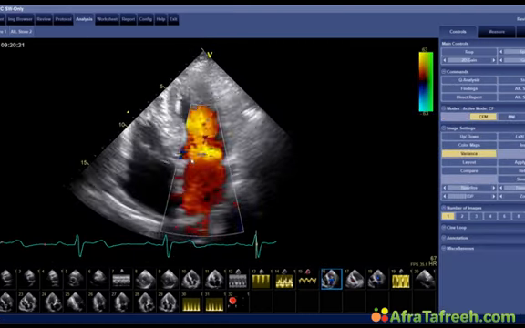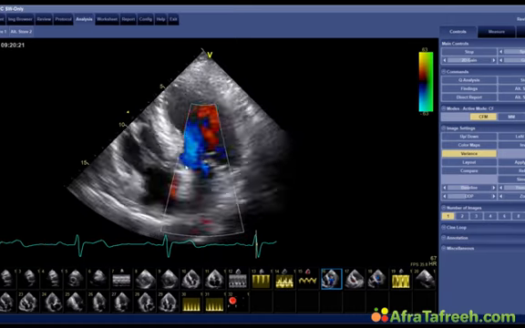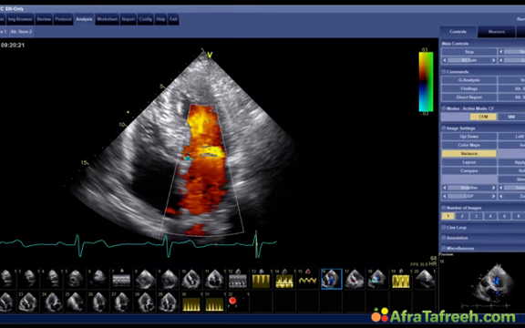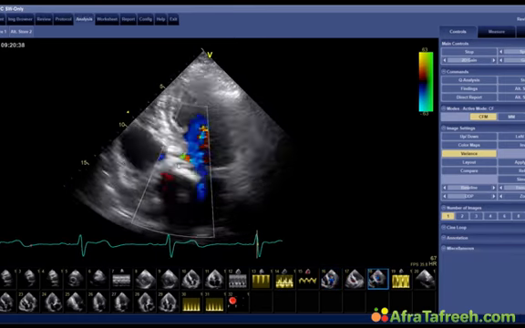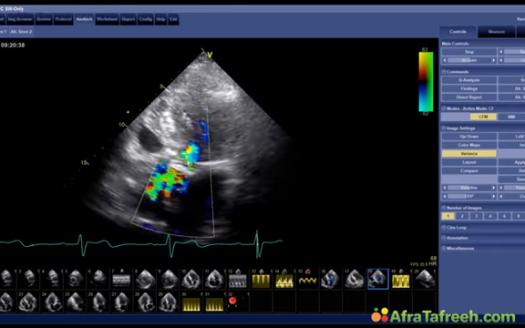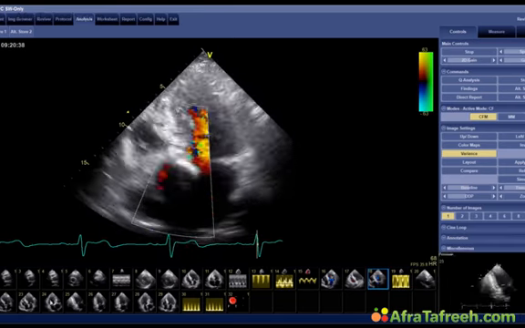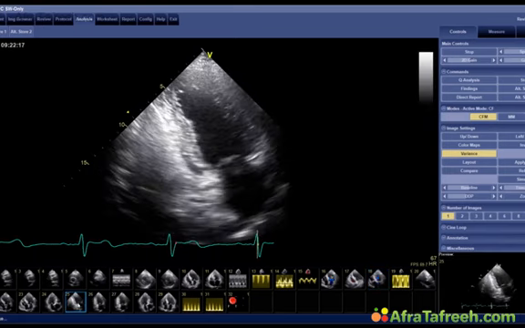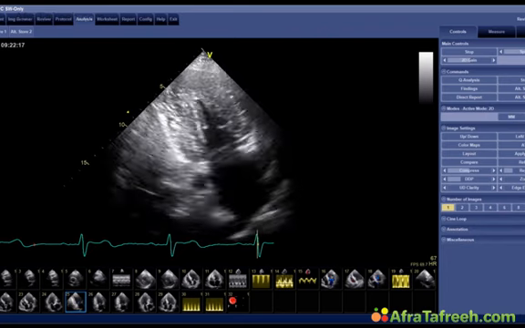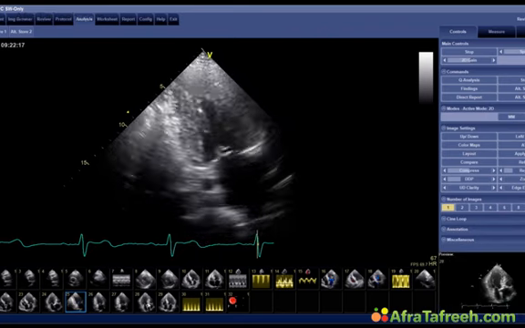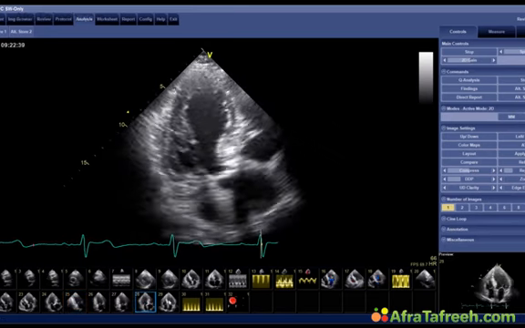There is no other major valvular problem. There's no mitral regurgitation, and there's also no aortic regurgitation, maybe a bit of it right here, but certainly not much of it. And finally, I'd like to show you the other apical views. Here is the two-chamber view and the apical four-chamber view.